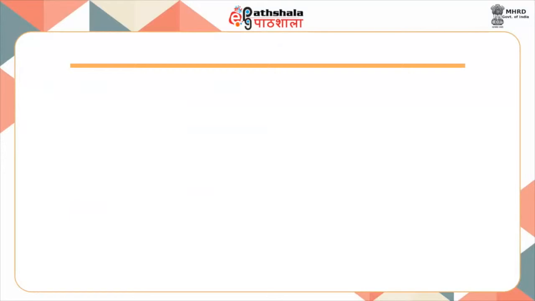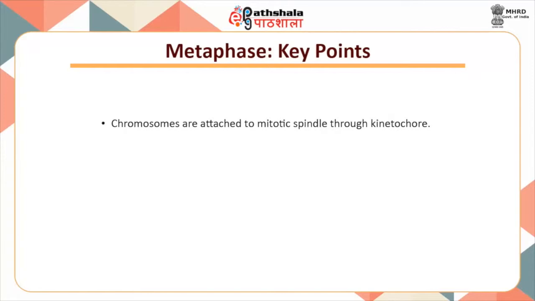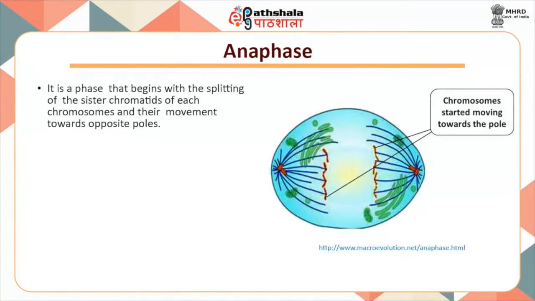Let's quickly revise major events during metaphase. During metaphase, chromosomal attachment to the mitotic spindle is established through the kinetochore, and chromosomes are aligned along the metaphase plate at the equator of the cell. You can clearly see these changes in the given figure. Now, after alignment along the equator, the chromosomes are ready to separate towards the opposite poles by the splitting of the sister chromatids of each chromosome. This phase is known as anaphase.